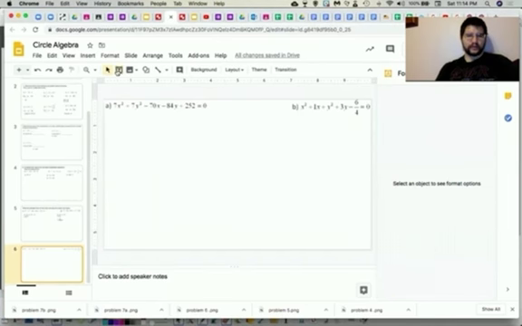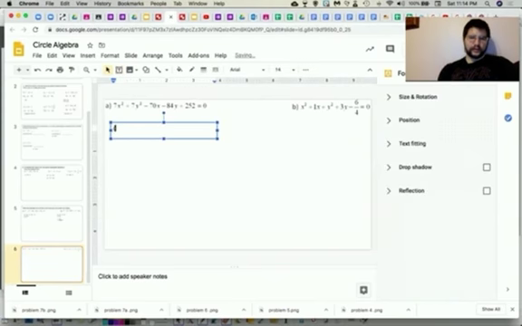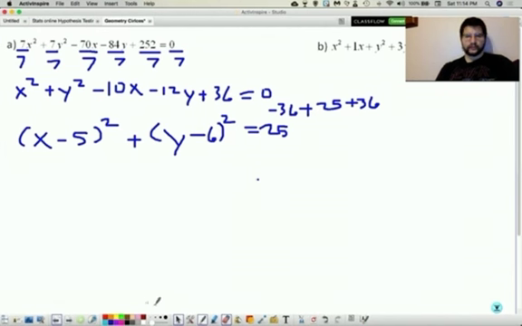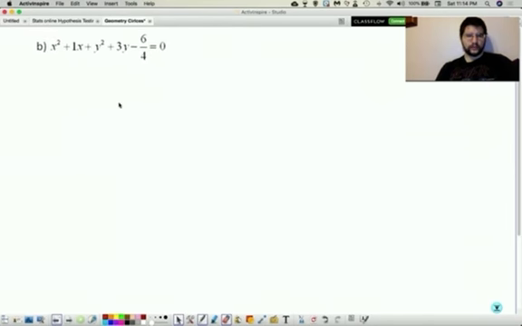So again, here's how we write that. (x minus 5) squared plus (y minus 6) squared equals 25. And let's look at this one. So even though this one's nastier, it's the same exact process. First, check and make sure these are 1s. We're good to go.